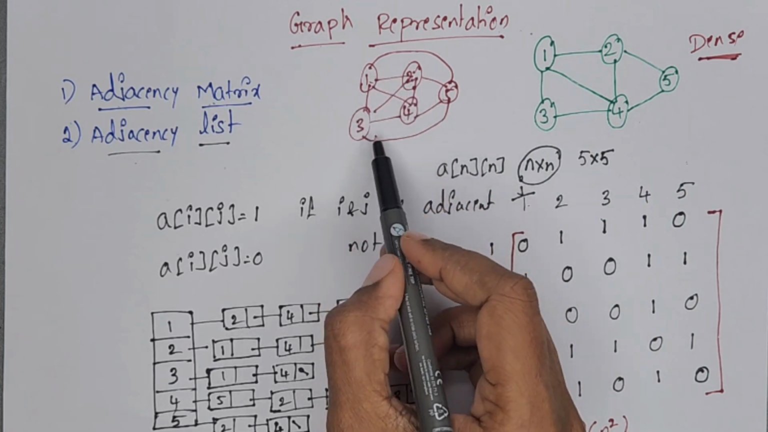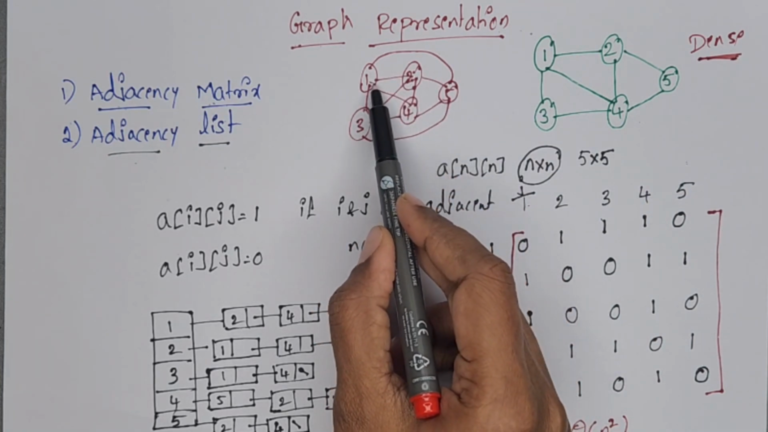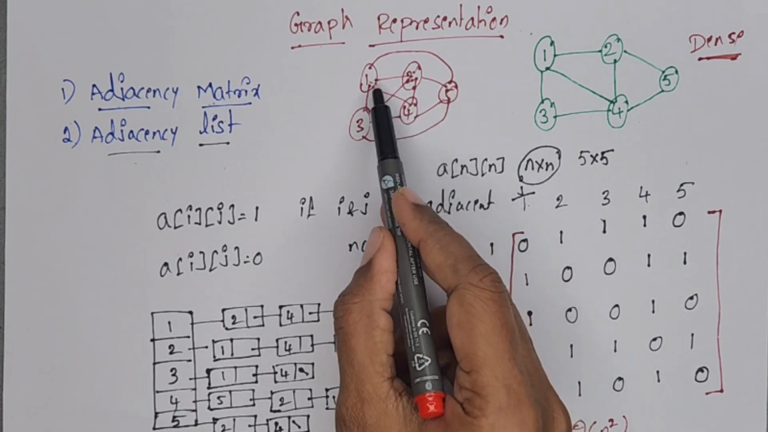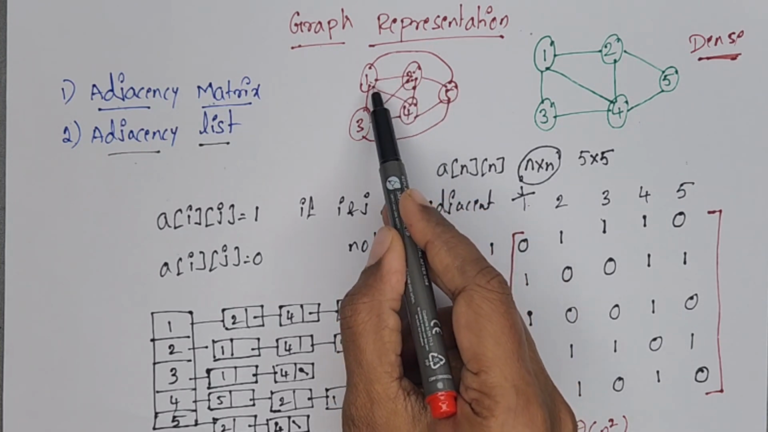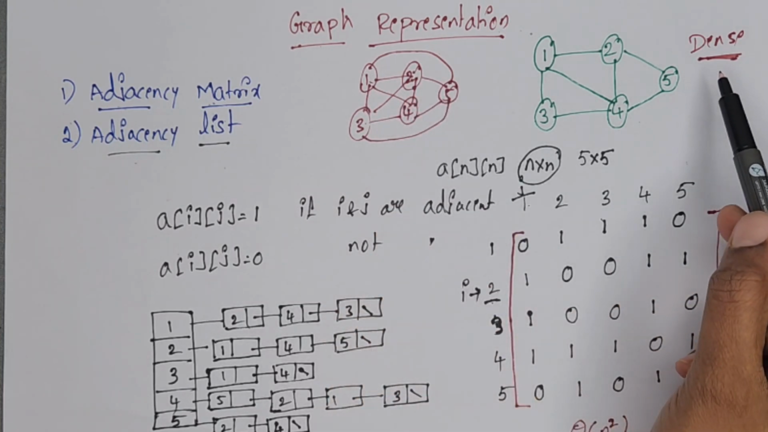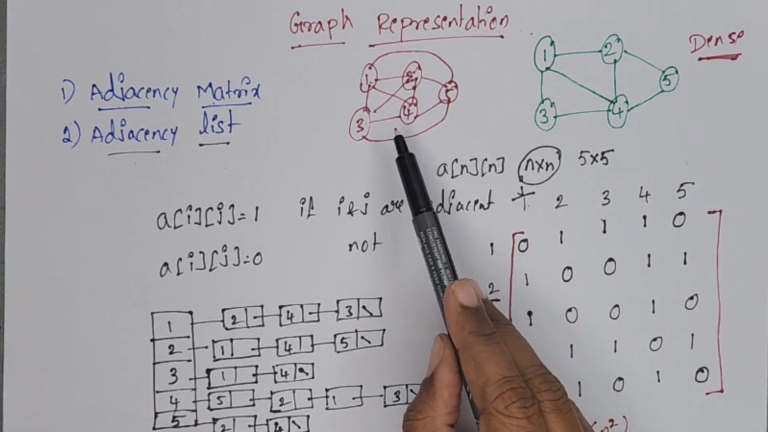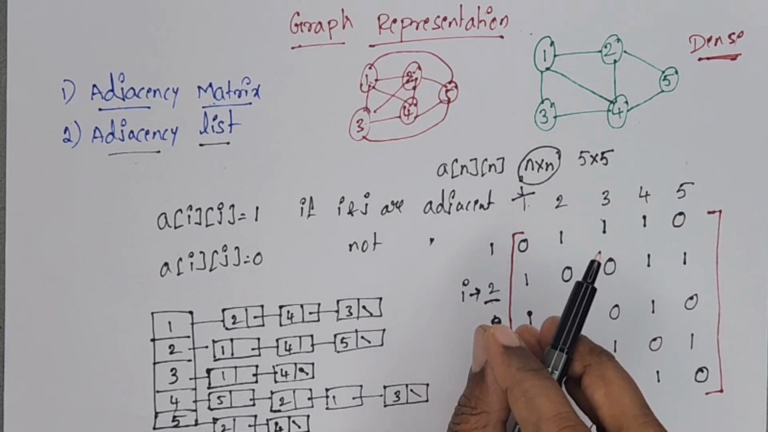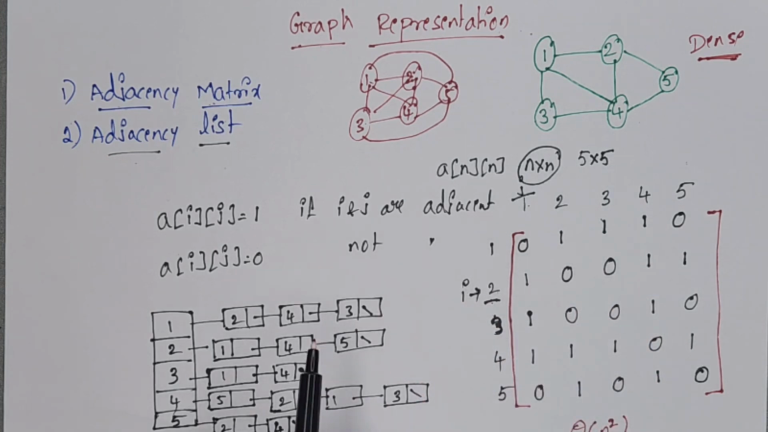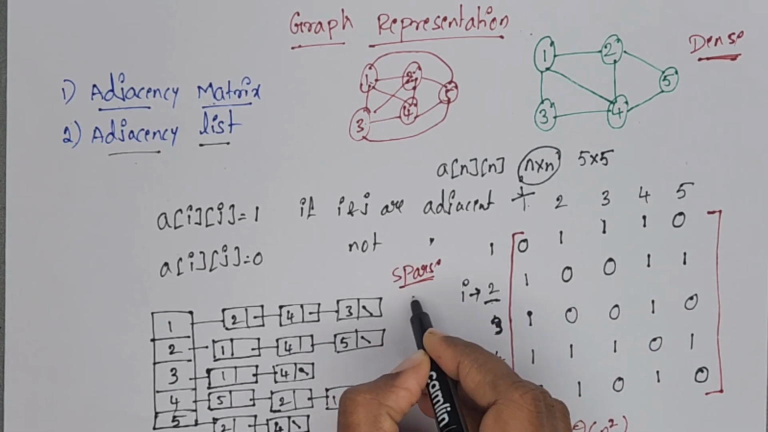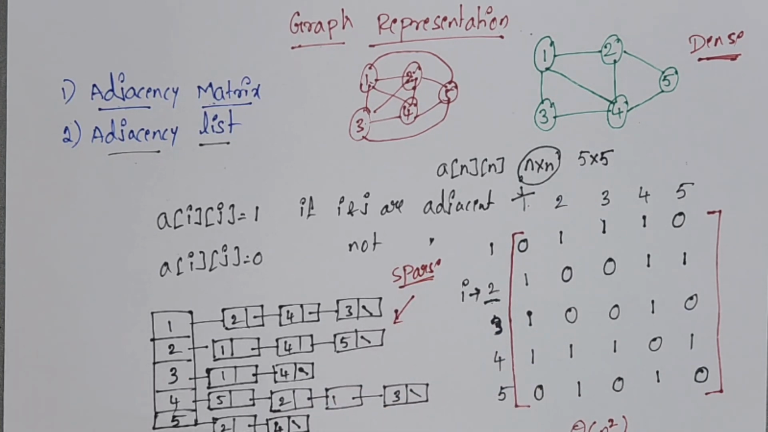Dense graph means it's like a complete graph, with edges from one node to all other nodes. From 1 to 2 edge is there, 1 to 3. If from one node to all other nodes the edges are present, then we call it a dense graph. Especially in dense graphs, it's better to prefer the first method, that is adjacency matrix. And sparse graph means only a few edges are there in the graph. In that case, for sparse graphs, we can prefer the adjacency list method.